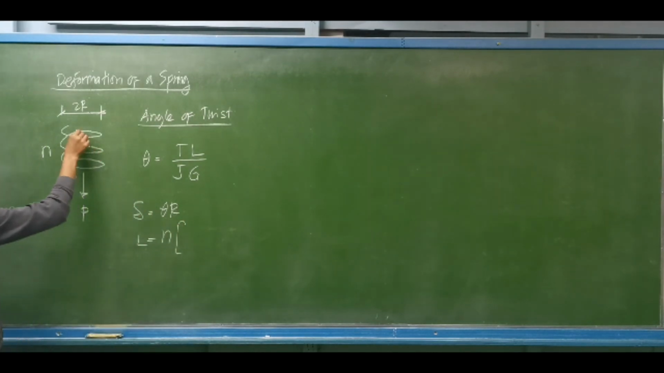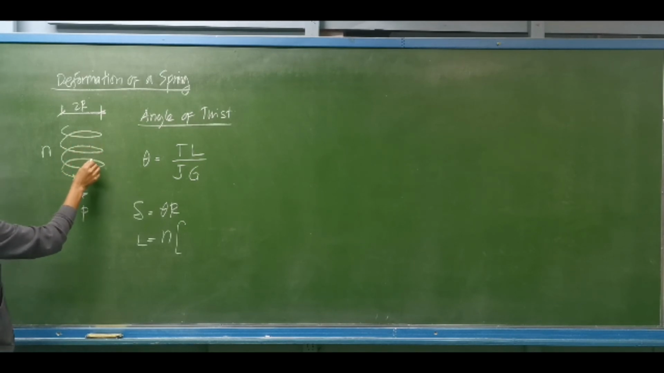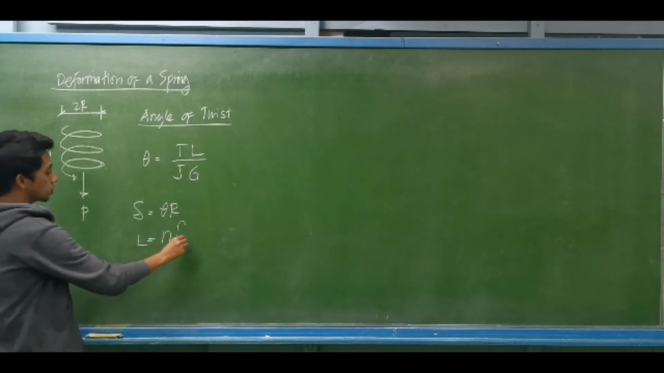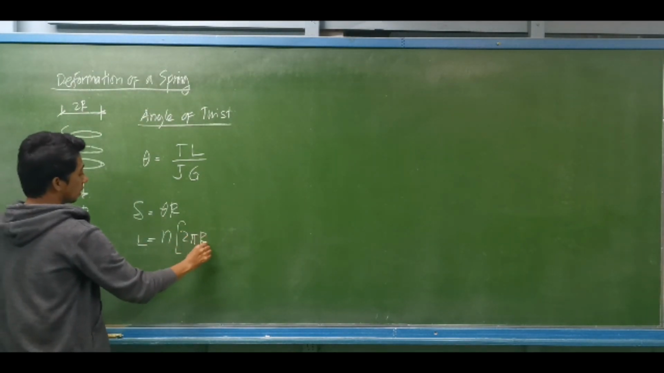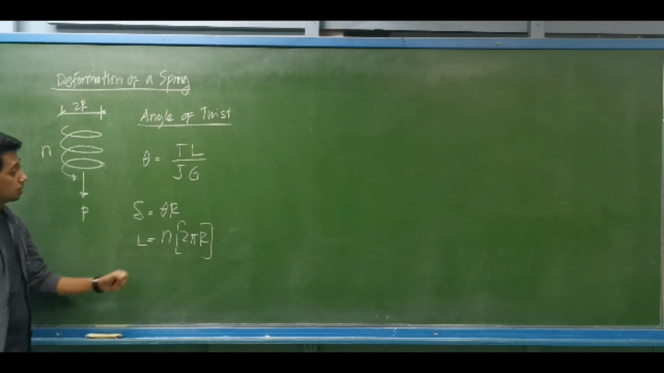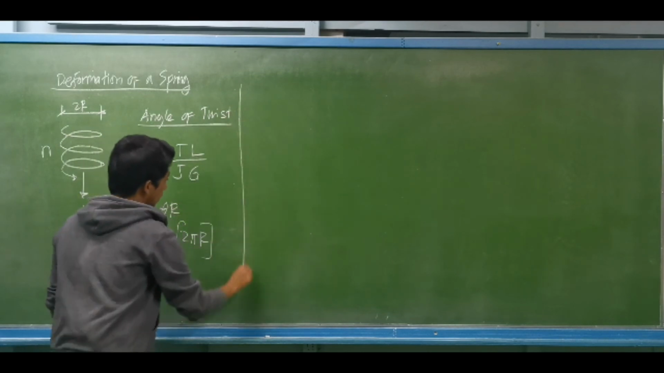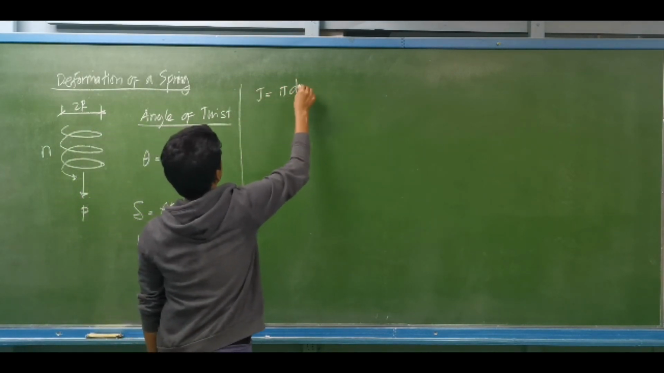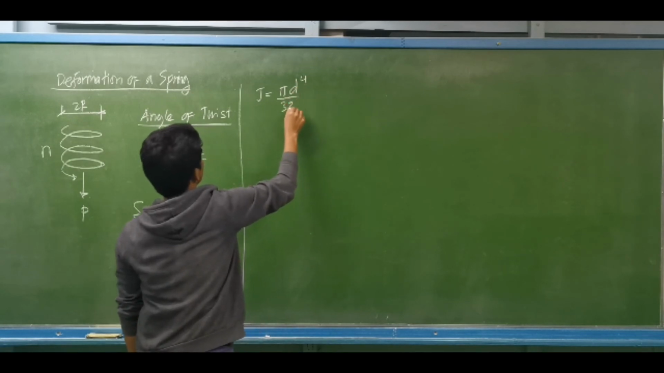Let us consider one circular portion of the coil, multiplied by the circumference. What is the circumference in terms of the radius? That is 2 pi r. That will be the total length of the spring. Then what is our polar moment of inertia? That is pi, the diameter raised to 4 divided by 32.